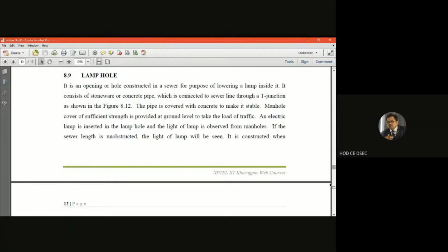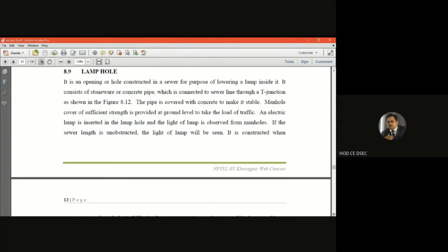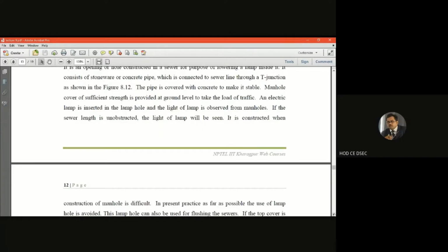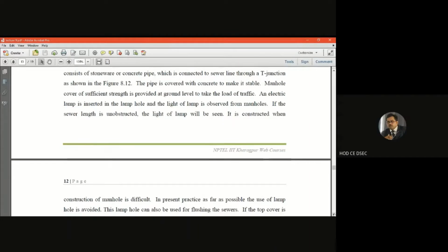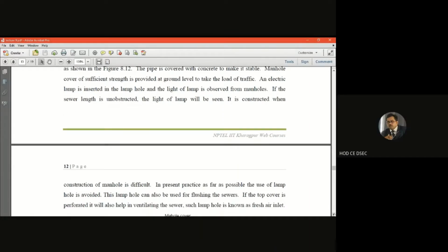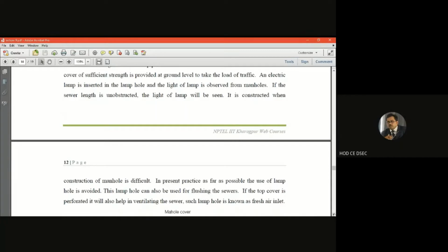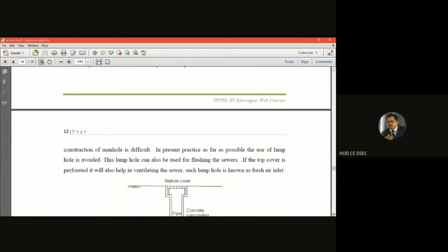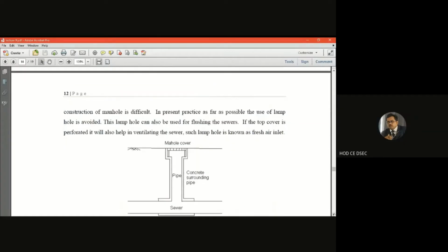So what I have told you just now: if the sewer length is unobstructed, that means there are no choked particles, materials or debris, then the light of the lamp will be seen. So it is constructed when construction of a manhole is difficult. Then by lighting the lamp, we can check whether an obstruction is faced in the pipe or not. But in practice, as far as possible, the use of the lamp is nowadays being avoided.